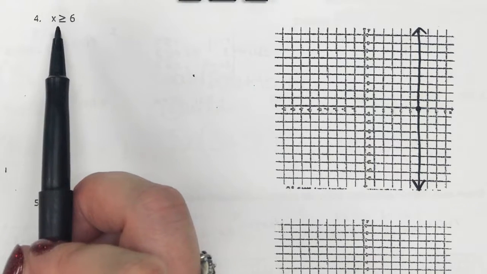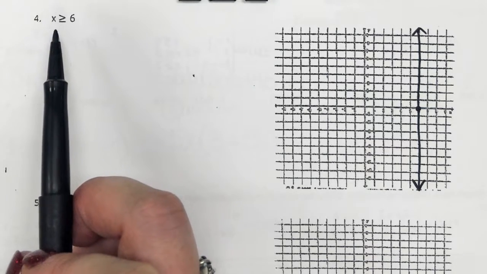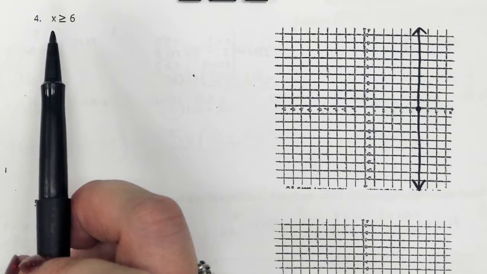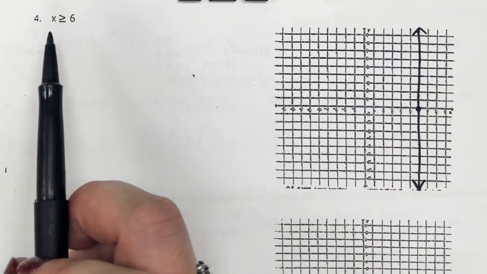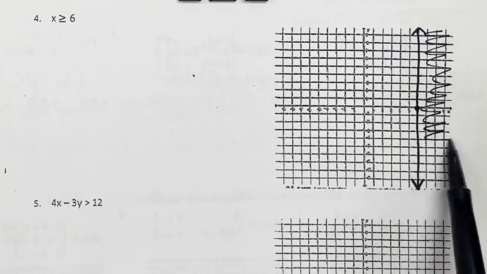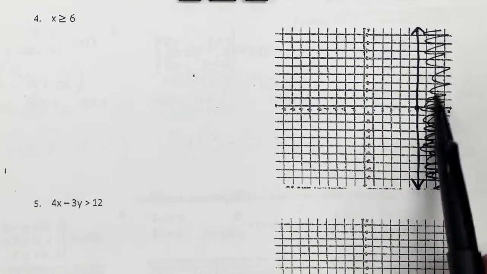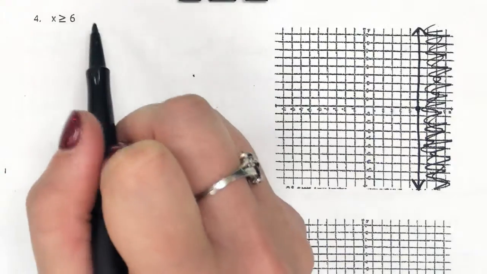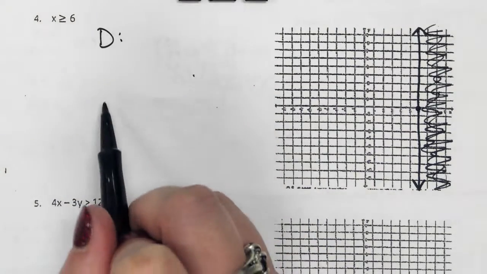Alright, now this is different because it says X. X is left and right. So where do your X's get greater? To the right. There you go. Good job, guys. Alright, and this time domain and range will be different.